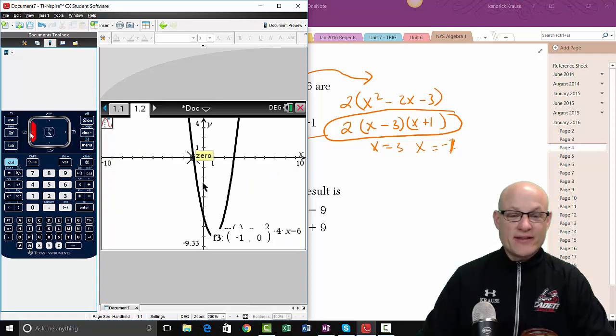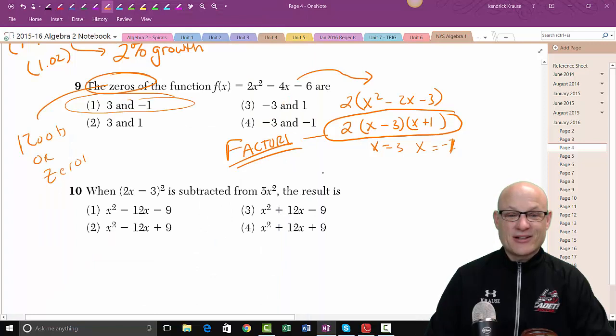It will tell you, hey, there's a 0 at negative 1. Ding, ding, ding. Go to the right. Go to the right. There's a 0 at 3. And it even tells you what the zeros are. My goodness, are you kidding me?